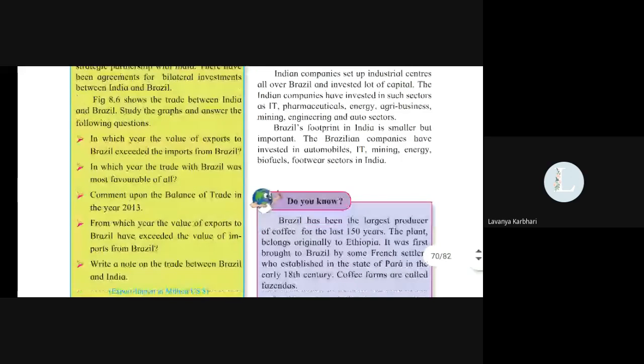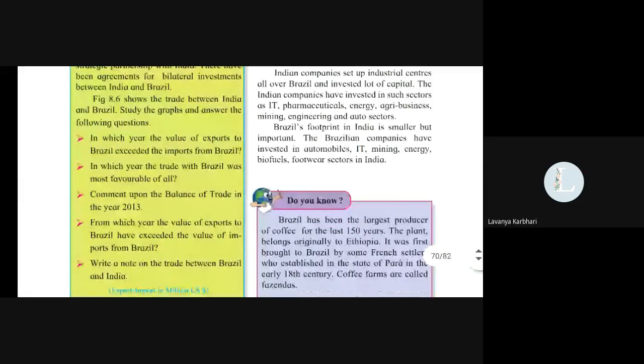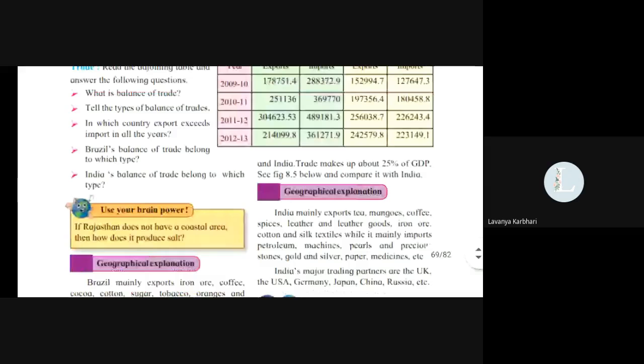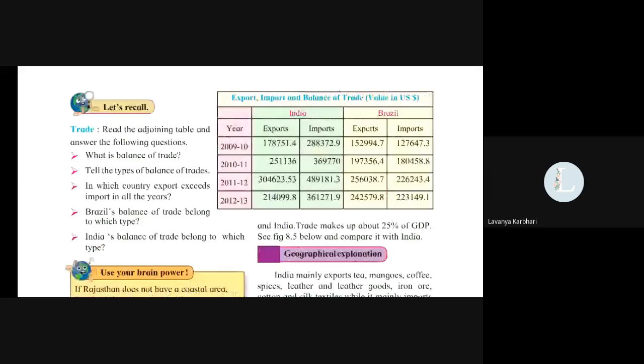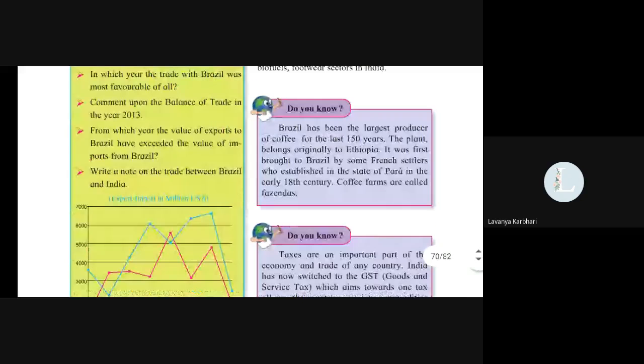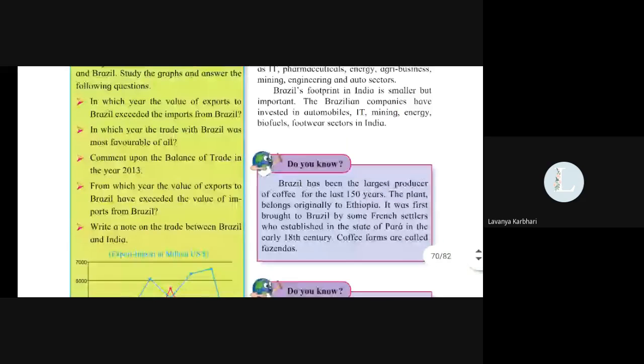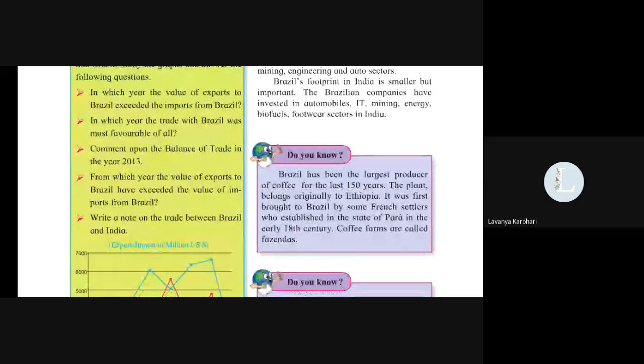So Figure 8.6 shows the trade between India and Brazil. Study the graph and answer the following question. So 8.6, which is 8.6? Here is the 8.6. Okay. So they have asked in which year the value of exports to Brazil exceeded the imports from Brazil. म्हणजे कोणत्या वर्षी इंडियाने ब्राझीलला एक्सपोर्ट जास्त केलं इम्पोर्ट्सपेक्षा.